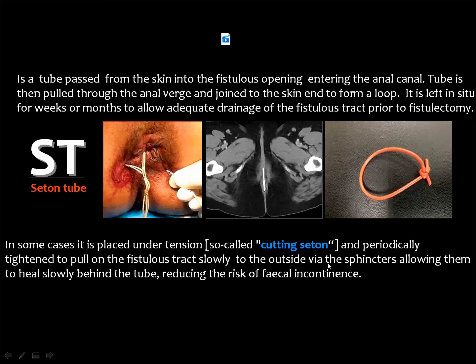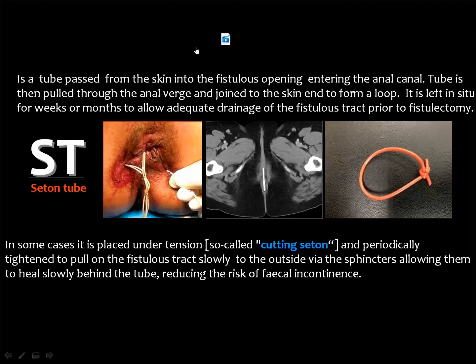You mean if you tighten the tube, you pull the tube towards the outside, and its original place will heal by granulation tissue. Then the next time you tighten it more, and you pull the tube slightly to the outside, and its original place will heal by granulation tissue, and this will slowly direct the fistulous tract to the outside away from the sphincters, and this will reduce the risk of fecal incontinence if you decide to do some surgery.